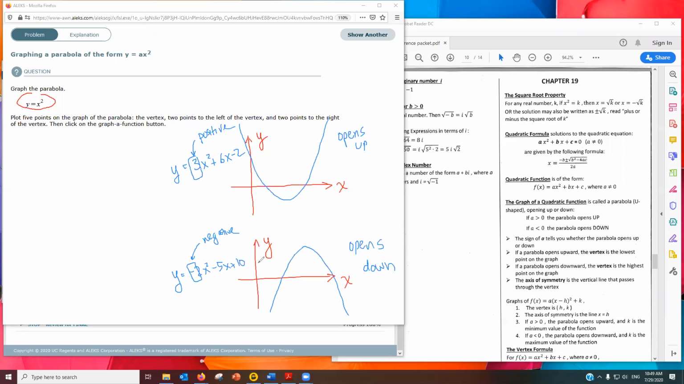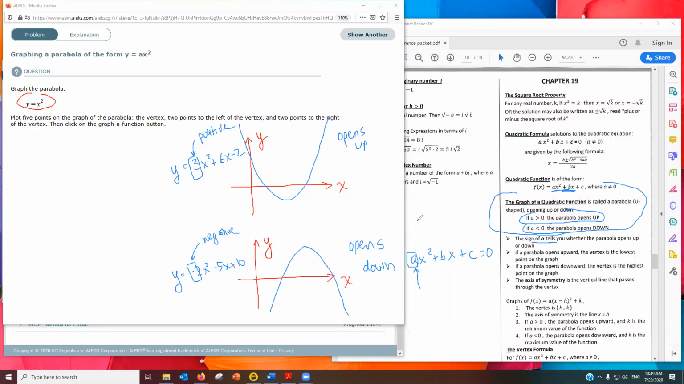Now you don't have to remember this because here it is in the reference packet. So remember, we're thinking about the equation as ax squared plus bx plus c equals 0. And here it is right here. So what you do is you look at this number a, that's the number in front of the x squared. Here it says if a is greater than 0, the parabola opens upwards. If a is less than 0, the parabola opens down. It says here, the sign of a tells you whether the parabola opens up or opens down.